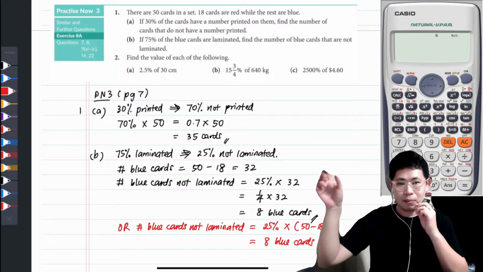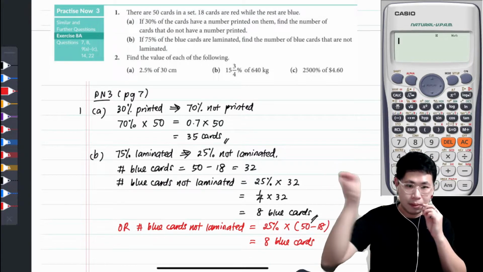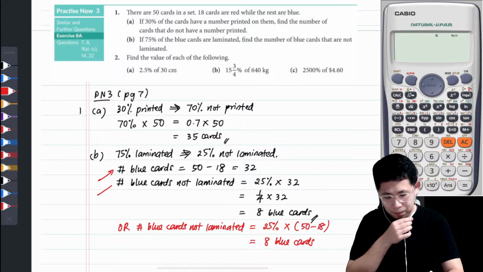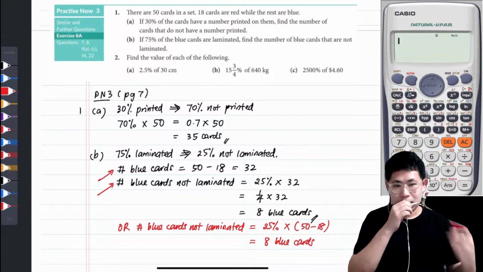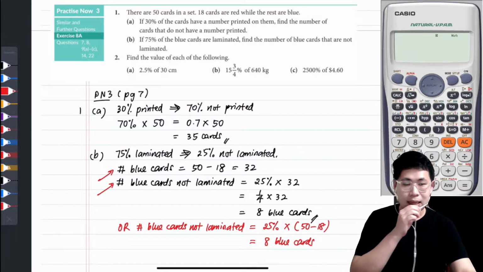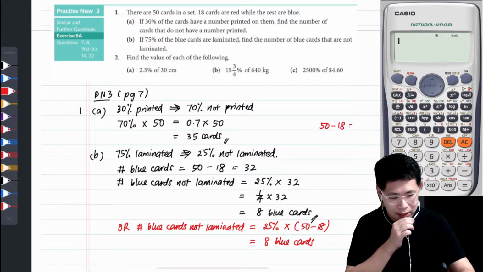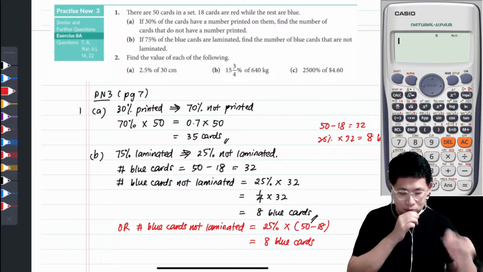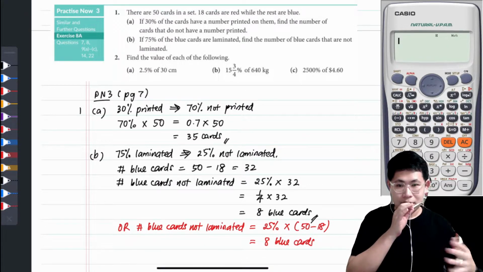And take note in question B, because there's a multi-step part, what I did is to label and write down these statements over here, to tell you what I am calculating. This one I really urge you to do the same as well. You really need to write down all these side statements in order to make things clear. Otherwise, if I were to look at just 50 minus 18 is 32, then 25% times 32, it may not be what you're looking for. So I really urge everyone to write down the side statements to make your presentation clearer.